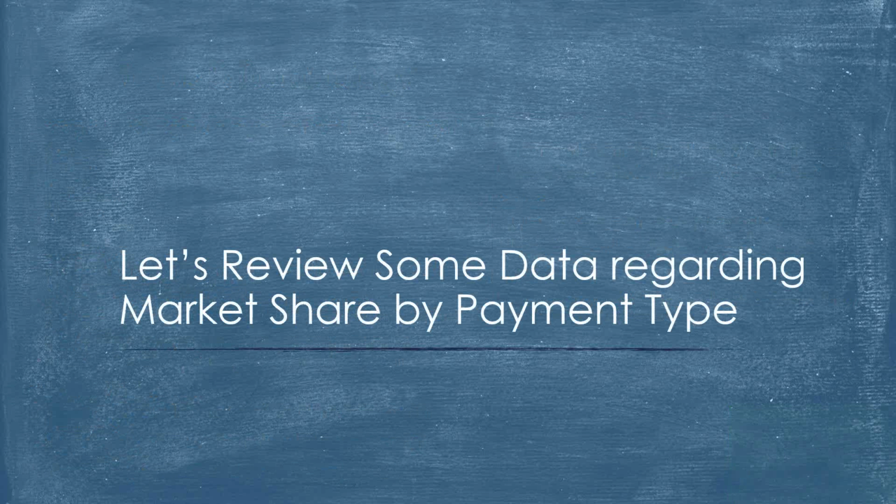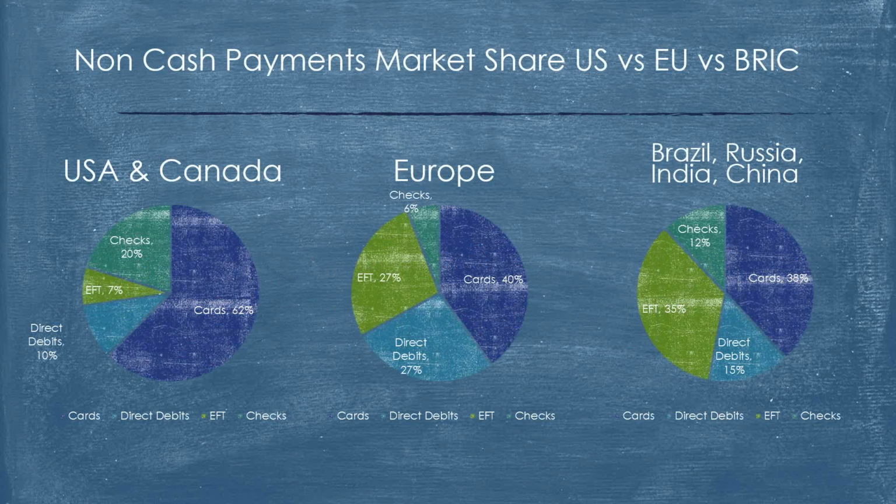Okay, now we thought it might be useful for you to see an overall landscape of what the market share is for different payment types in different regions. So let's get into that. Interestingly, important to note here that in the U.S. and Canada, 62% of the market share is cards, credit and debit cards, whereas in the other sections like Europe and the emerging markets of Brazil, Russia, India, and China, it is significantly less. The direct debit networks are much more prevalent in those areas.